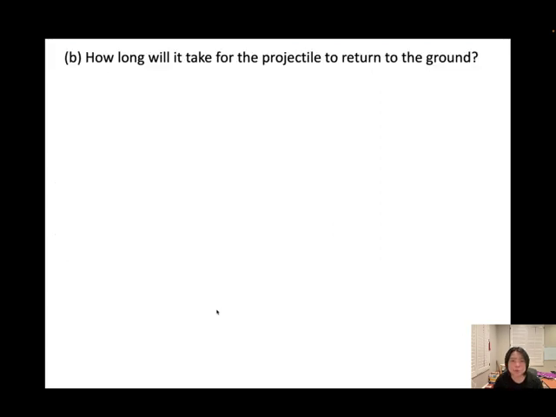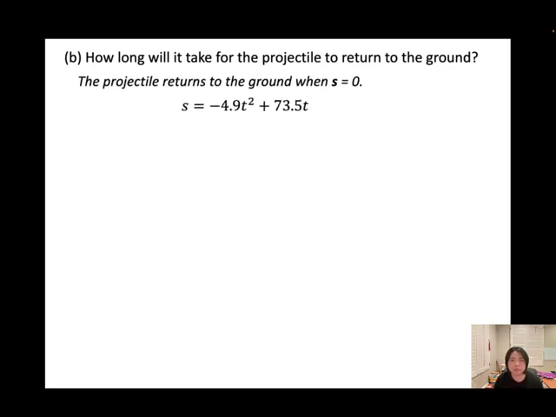Part B: how long will it take for the projectile to return to the ground? We shoot it here, and then it goes back and hits the ground again. Think about it: we want to find the t when the projectile goes back to the ground, so s is equal to 0. Plug into this equation and factor out the t. You should have two answers.